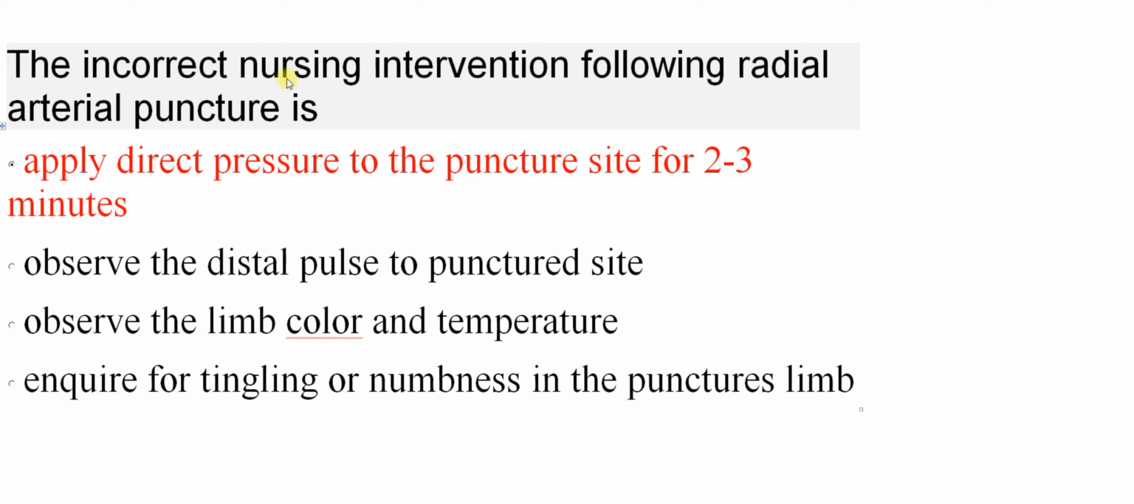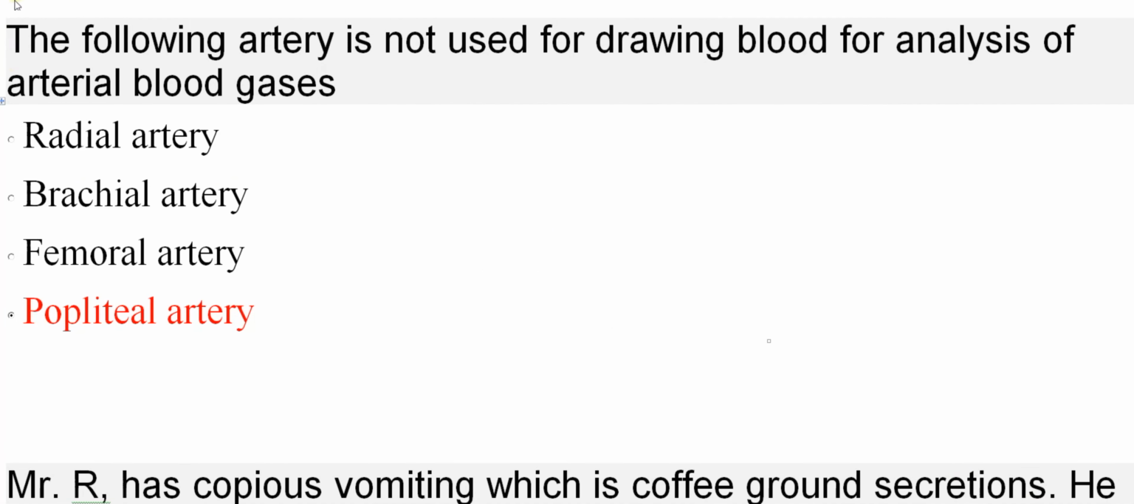The incorrect nursing intervention following radial arterial puncture is, answer is apply direct pressure to the puncture site for 2 to 3 minutes. The following artery is not used for drawing blood for analysis of arterial blood gases. Answer is popliteal artery.